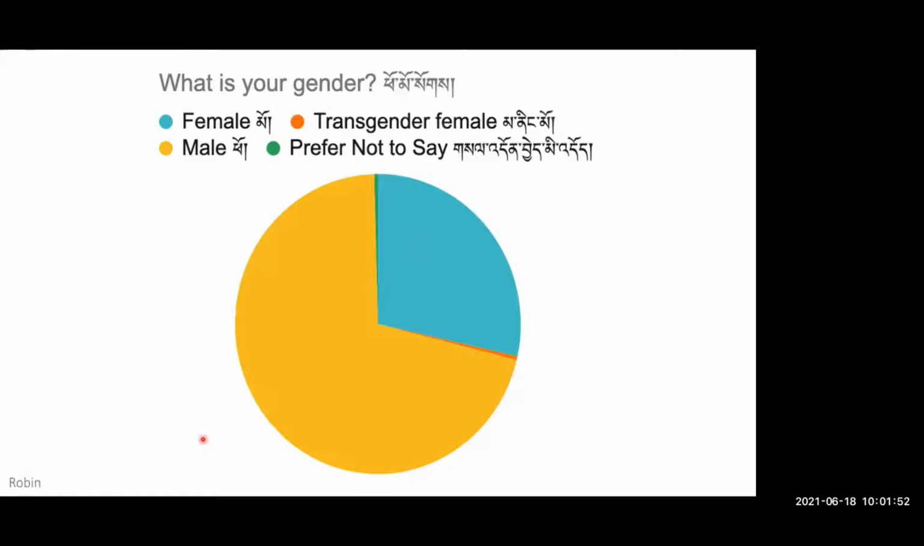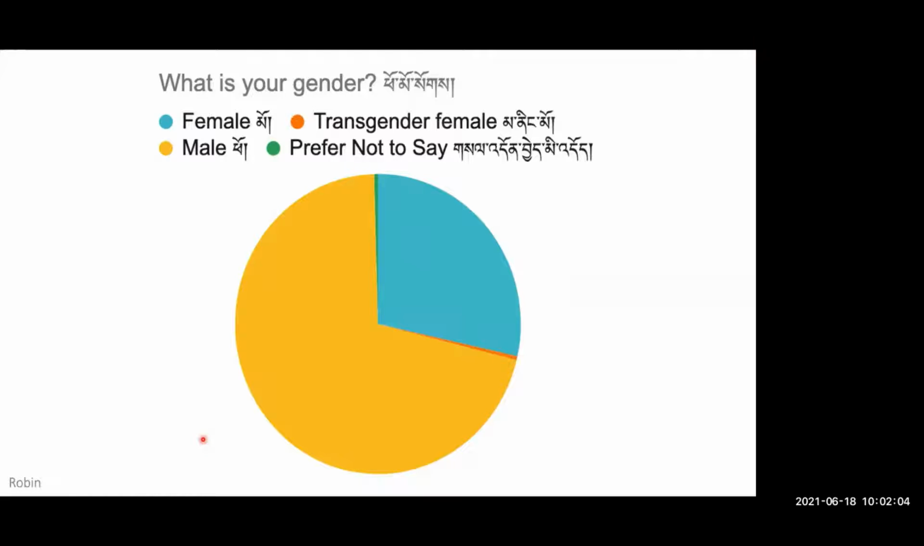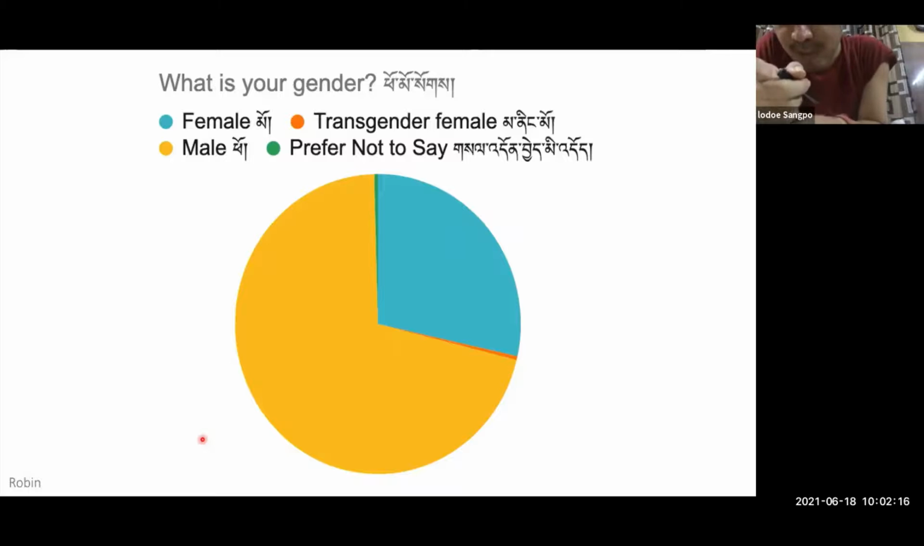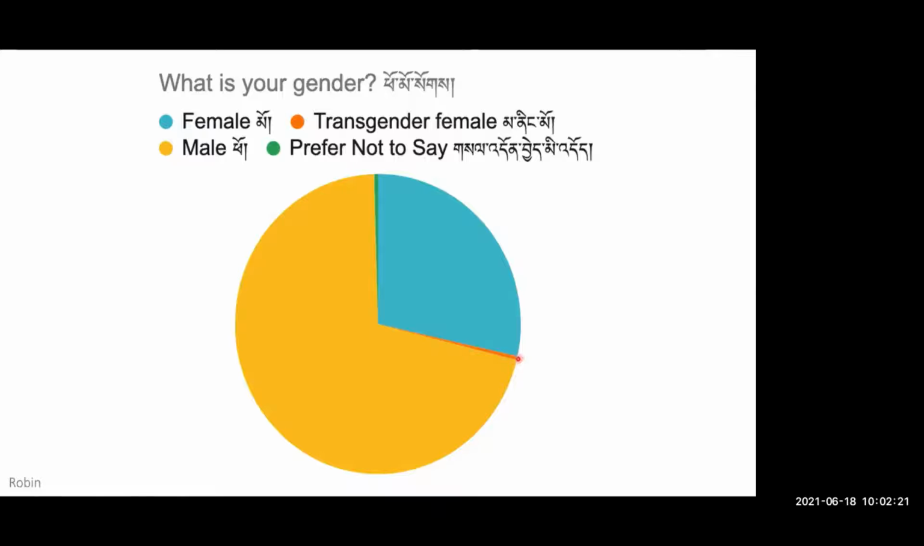Yeah, I think from this chart it shows almost 75% of participants are male, and I think around 25% is female. And then there are no participants of transgender and prefer not to say. A little bit, yes, a little bit transgender. I think it's like 5%, only like 2 or 3%.